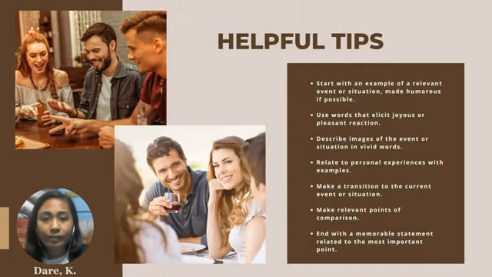Here are some seven helpful tips for entertaining your audience. The first one, start with an example of a relevant event or situation and make it as humorous as possible. Use words that elicit a joyous or pleasant reaction. Describe images of the event or situation in vivid words. Relate to personal experience with examples. Make a transition to the current event or situation. Make relevant points of comparison. And lastly, end with a memorable statement related to the most important point.